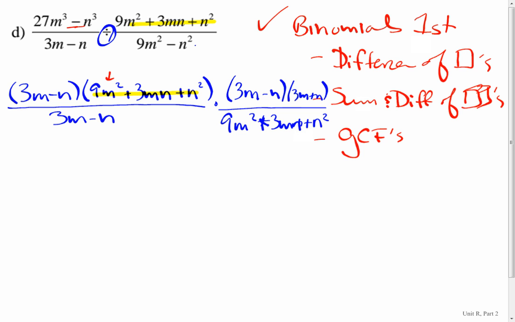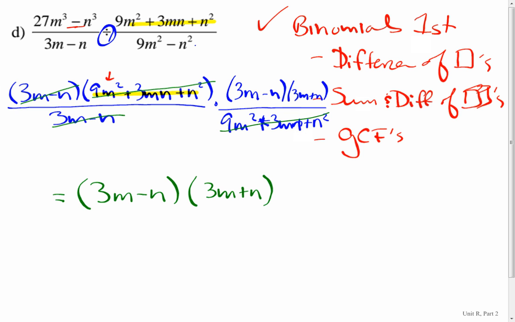Anyway, divide this out. This goes away. This goes away. This goes away. So you are actually only left with 3m minus n, 3m plus n. Now, I could have also divided out this 3m with this one, the 3m minus n with this binomial up here. You get the same answer either way. Yay! Today's secret word is brilliant.